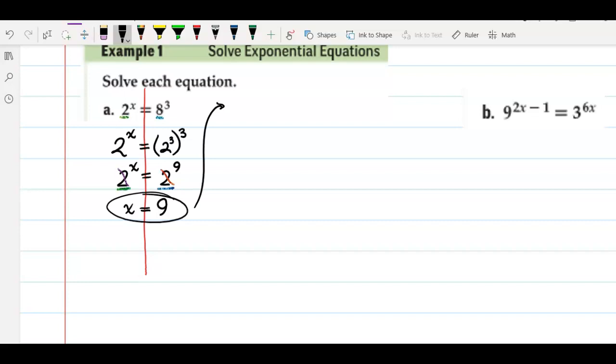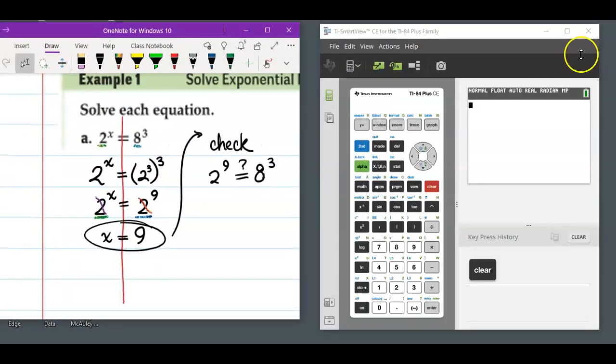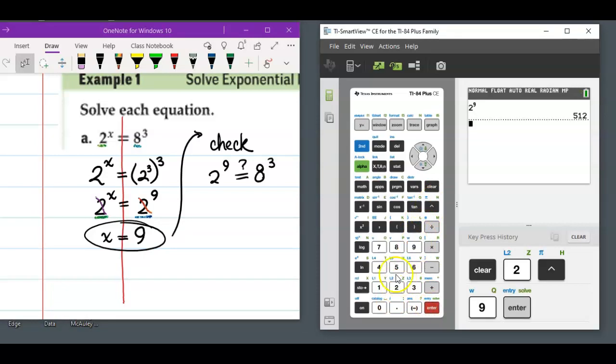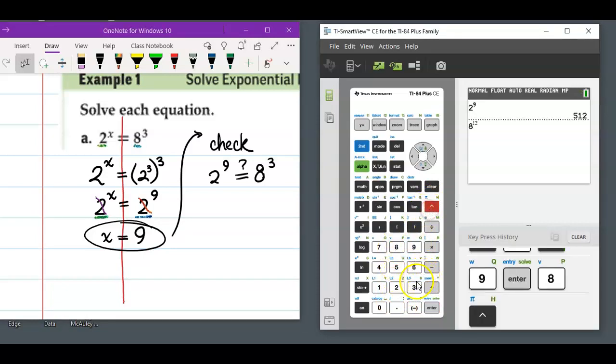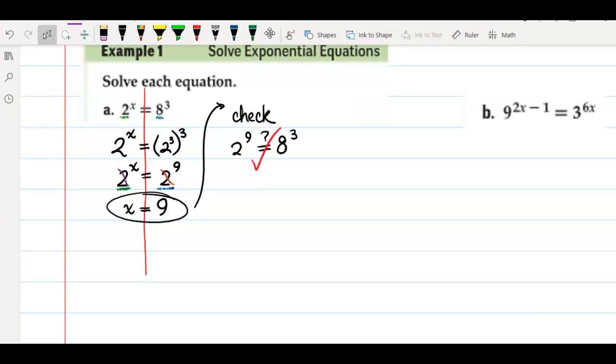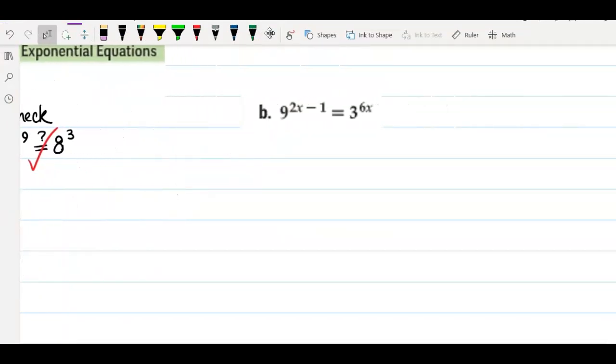Now we can check it. We should always check our work. Is 2 to the 9th the same thing as 8 to the third? To do this, let's use our calculator. 2 to the 9th is 512. 8 to the third is also 512. So we know that we are correct. Take a look at the next example.